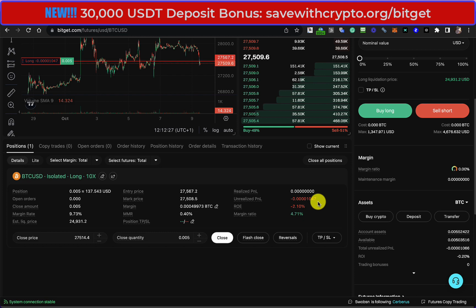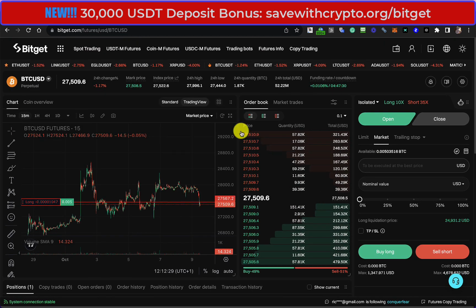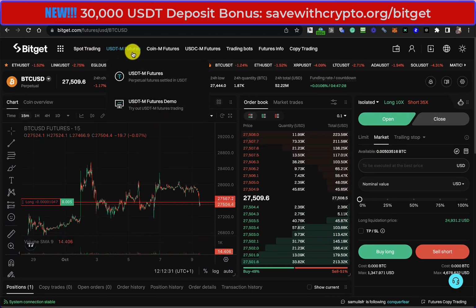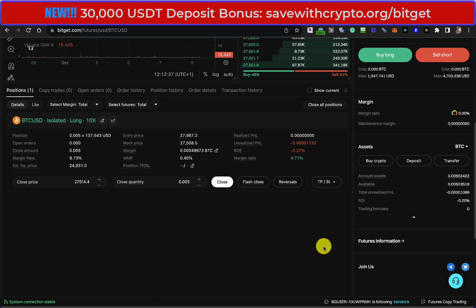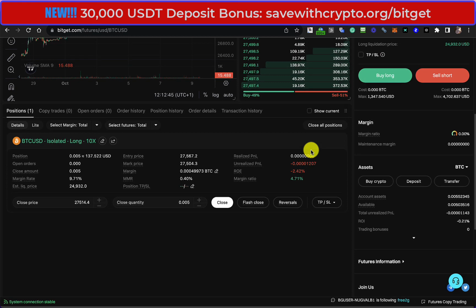If this really bothers you, then maybe you should be trading the USDT M futures, but we'll cover that in probably the next video, because in that case it would show you the actual value in Tether, and that might be much easier to understand. But really, overall, what we're looking for is a nice big green number here in the percentage, something like 5%, 10%, that kind of thing.